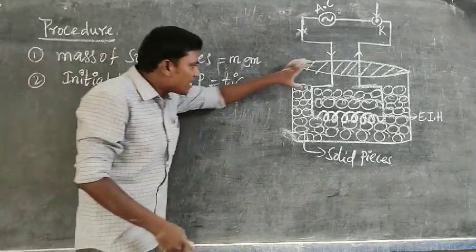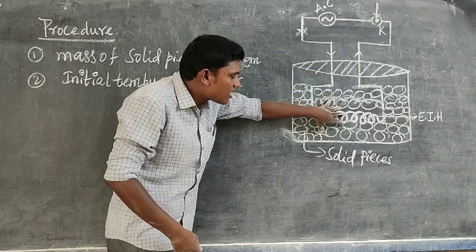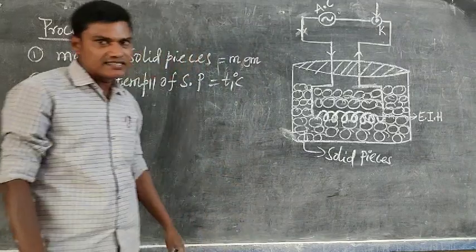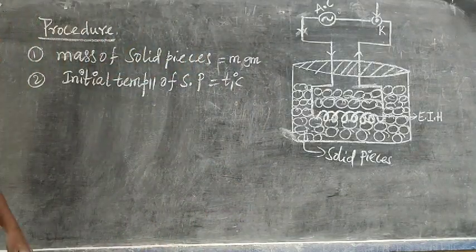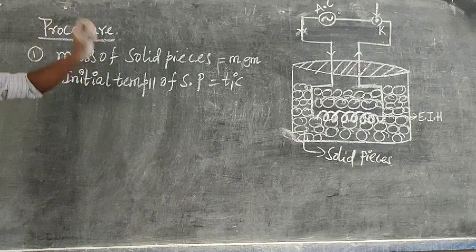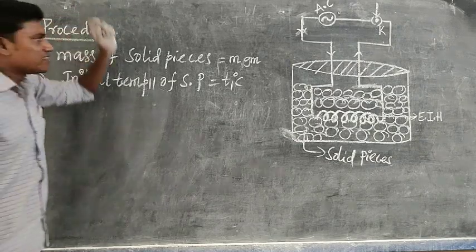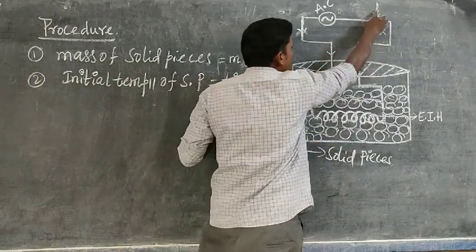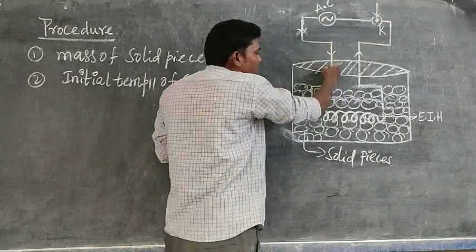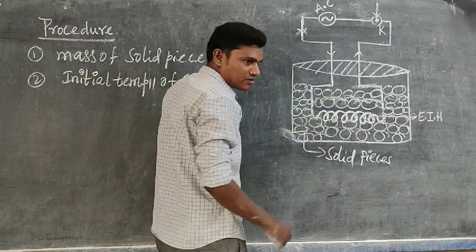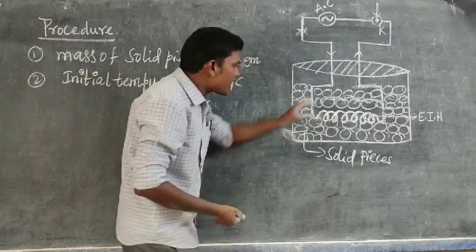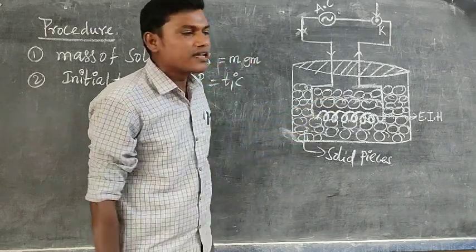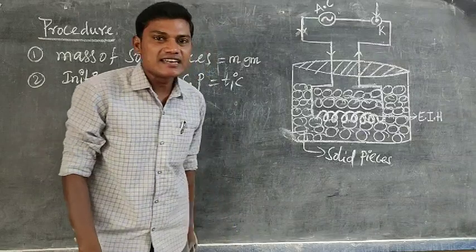That heater we completely keep between the solid pieces, and it is connected to the AC circuit through a plug key. So when the key is closed in the circuit, the switch will be on. The power will be supplied to the immersion heater. You know that in the immersion heater, electrical energy is converted into heat energy by the high resistance.